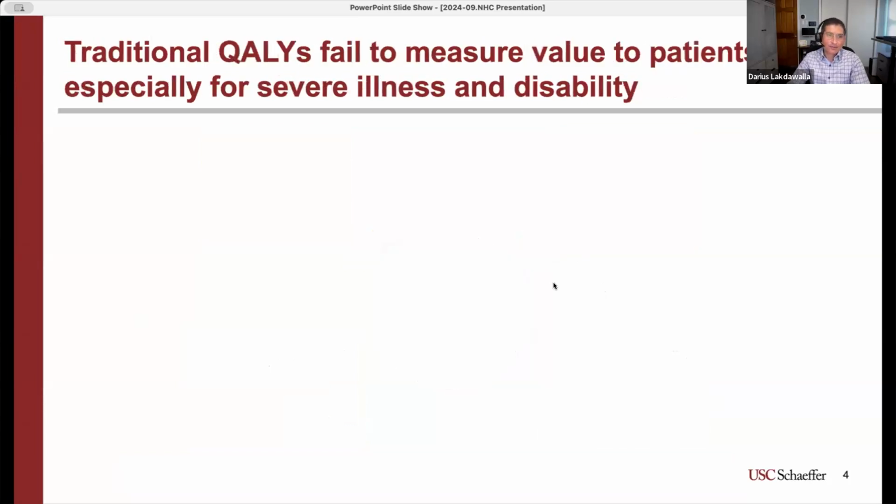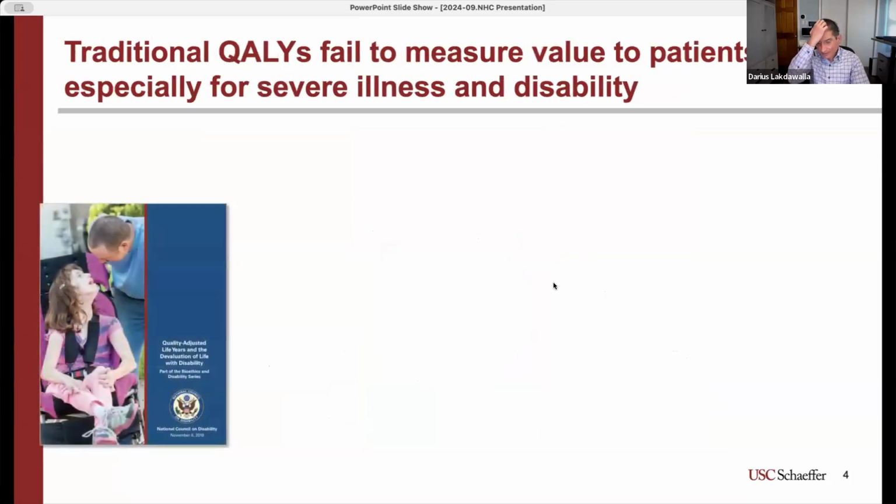Before I get there, though, I want to say a few words about traditional QALYs and what I'll call traditional cost effectiveness. One empirical observation is that traditional cost effectiveness and traditional QALYs particularly fail when we're trying to measure value to patients in fairly severe health states, patients who are facing severe illnesses, terminal illnesses, facing significant disabilities.